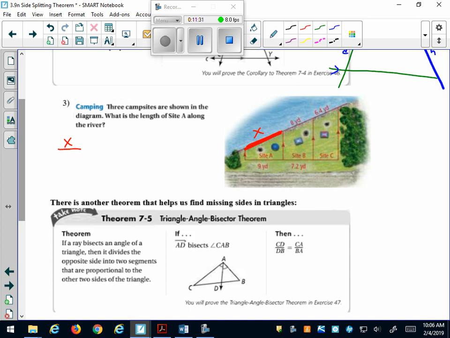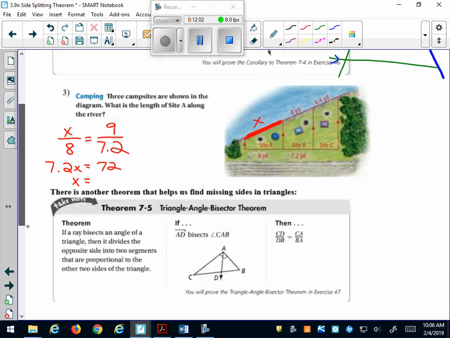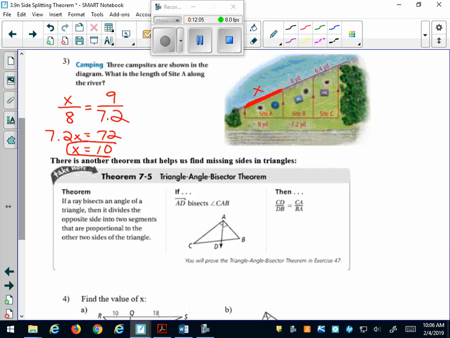Okay, this is actually an 8. It's the same on your paper. X is to 8 as 9 is to 7.2. Does everybody see how that relates? So you can cross multiply and solve. 7.2x equals 72. What's x going to be? X is going to be 10. Yep. So 10 what? Yards?